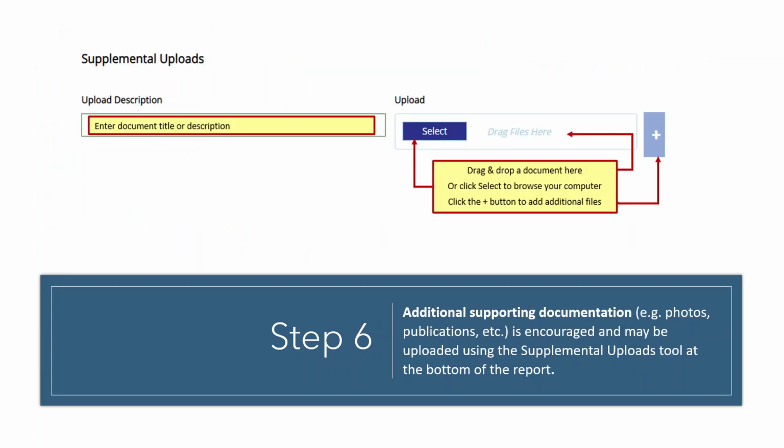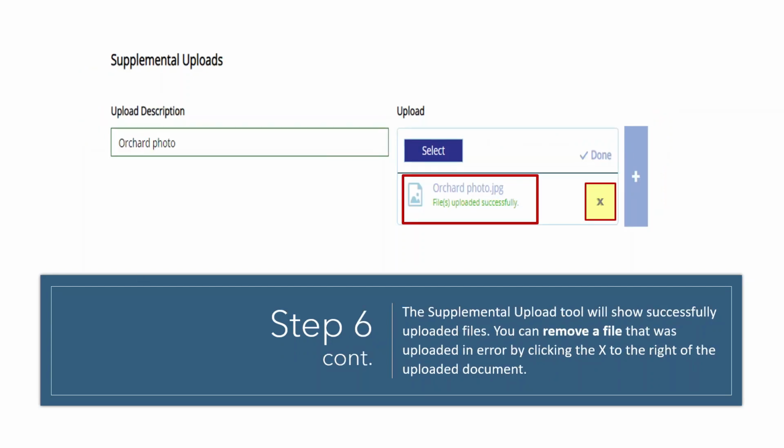In the next step, additional supporting documents are encouraged and may be uploaded using the supplemental upload tool at the bottom of the report. The supplemental upload tool will show that the files were uploaded successfully. You can remove a file that was uploaded in error by clicking the X on the right of the uploaded document.